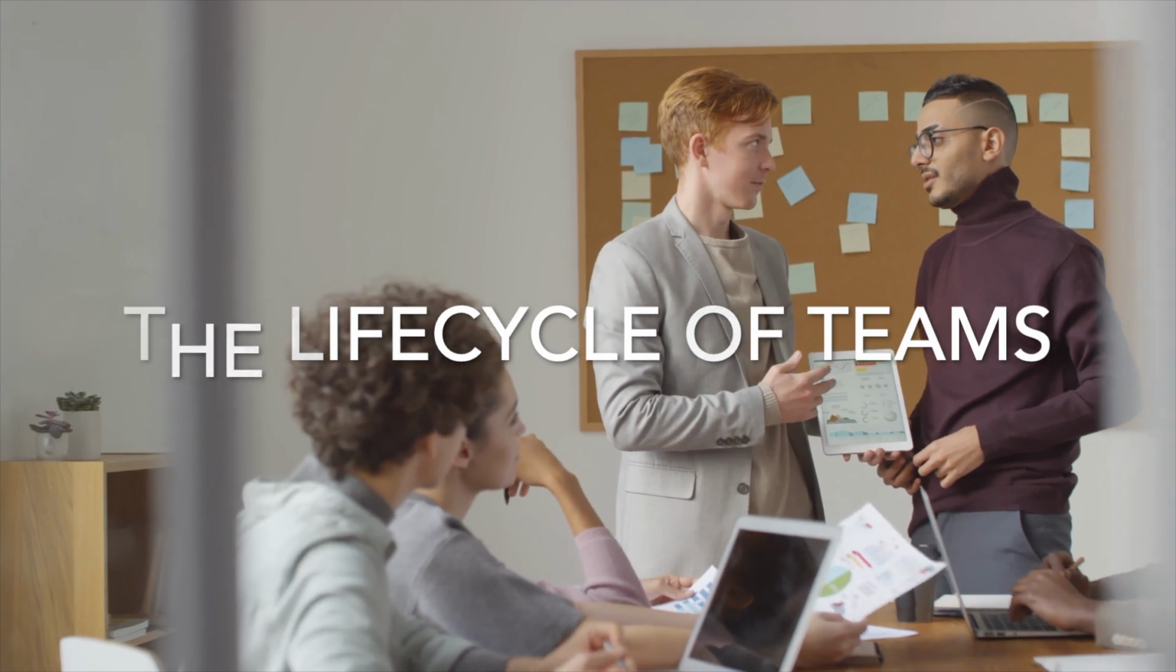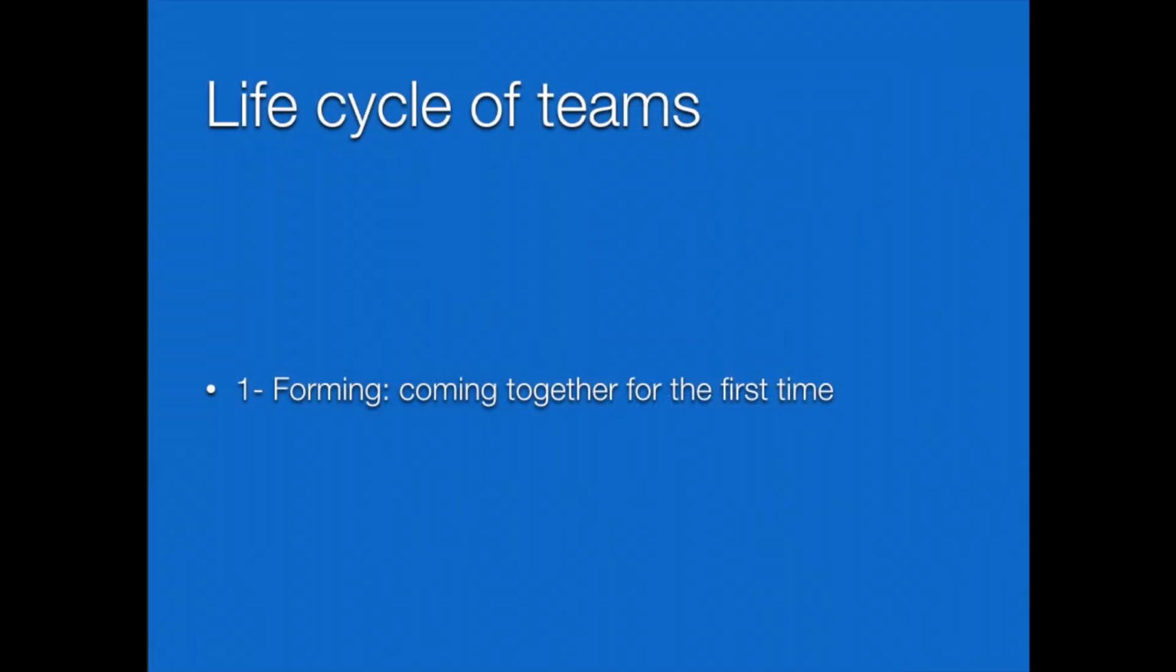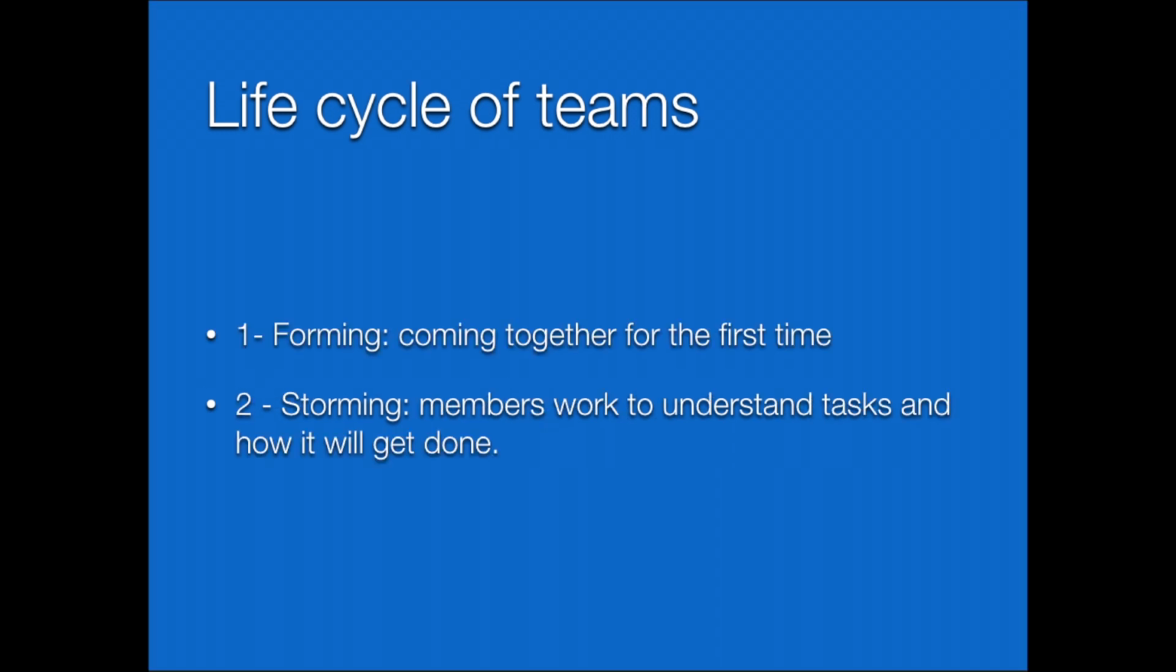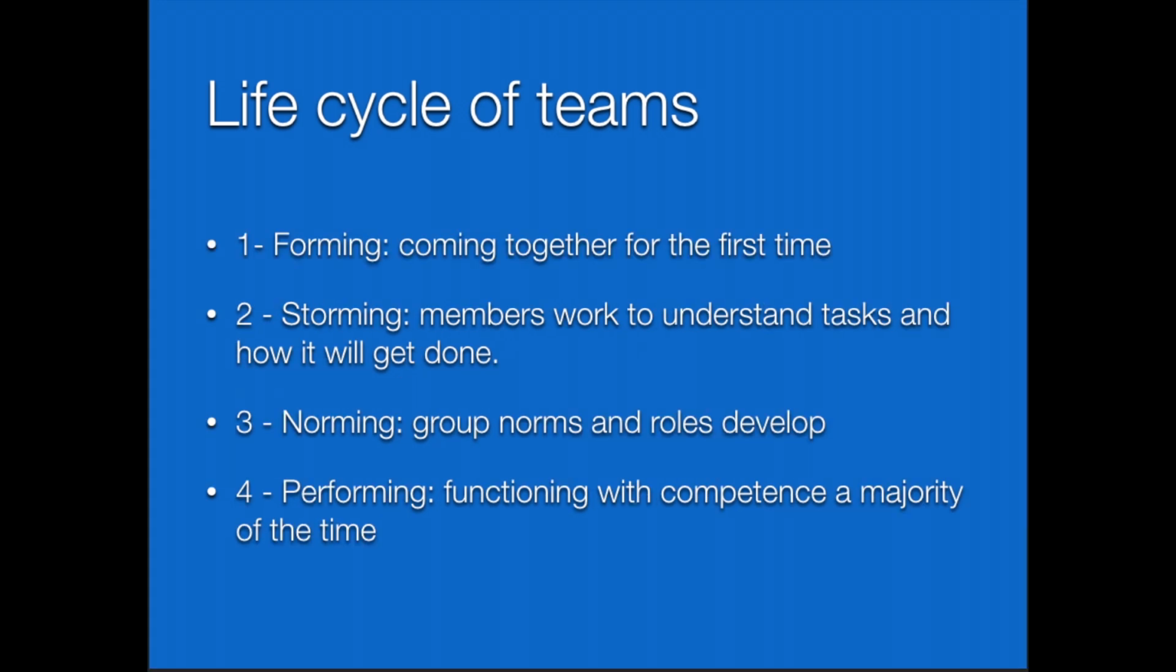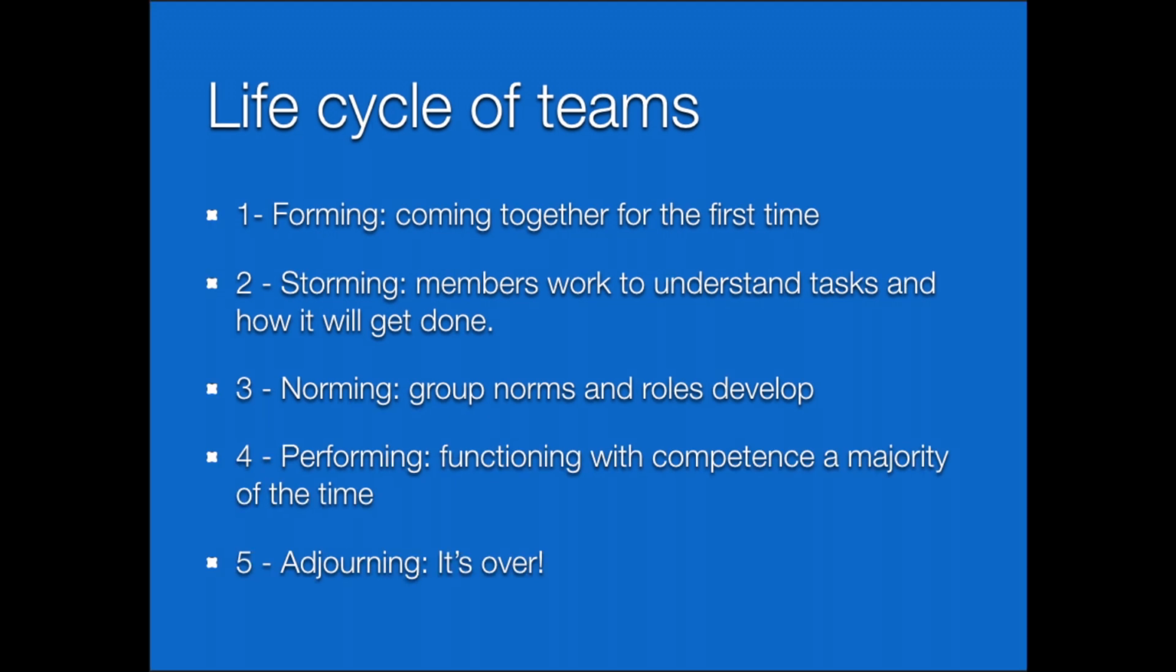The life cycle of teams. There are 5 phases: forming, coming together for the first time; storming, members work to understand tasks and how it will get done; norming, group norms take root and roles develop; performing, functioning with competence a majority of the time; and adjourning, it's over, the group dissipates. Okay, now moving on.